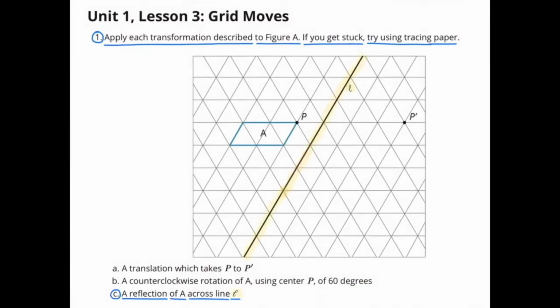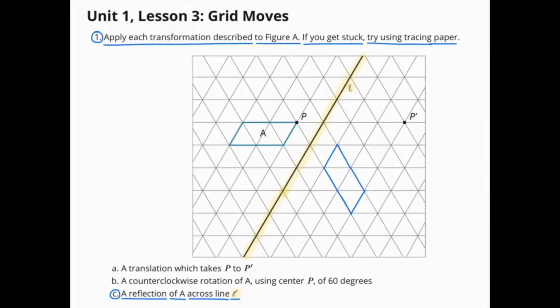C, a reflection of A across line L, the line of reflection. Here's a look at the reflection of figure A across line L, or on the other side of the reflection line. If you were to look at it with the reflection line vertical, it would look more like a reflection.